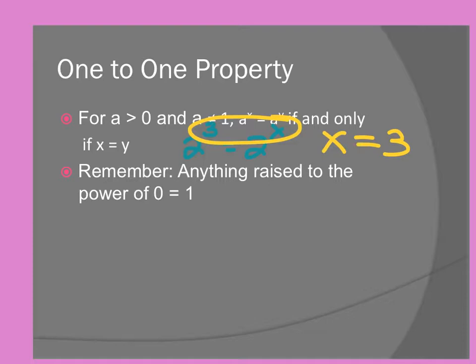And we talked about it already, but remember anything raised to the power of 0 is 1. There's no way to figure that out. You can't use a factor tree to figure out what something raised to 0 power is. It's a straight memorization, okay?